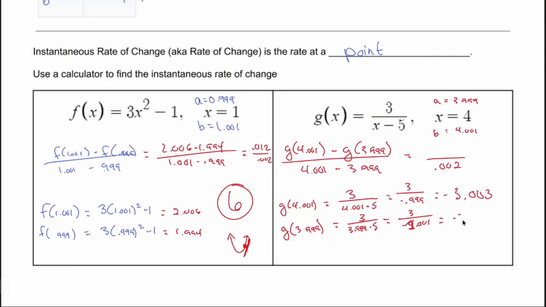That will give us negative 2.997. So you will have negative 3.003 minus negative 2.997. And that ends up being negative 0.006 over regular 0.002, which is essentially just saying negative 6 divided by 2, which is going to be negative 3. Okay, so this is a rational function, and for whatever reason at 4, this appears to have an instantaneous slope of negative 3. Fun stuff, happy stuff.